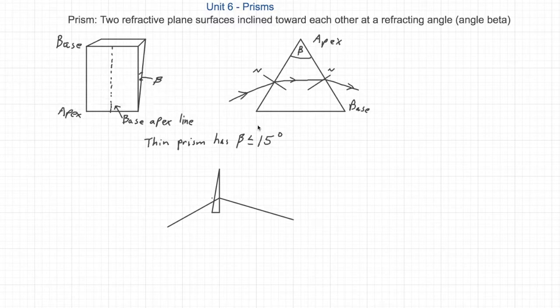Now, if the prism had not been there, that incident light ray would have continued along the dashed line. So that angle between where the ray would have gone without the prism and where the ray was refracted with the prism, that angle is called epsilon. Oh no, another Greek letter. So epsilon is defined as the deviation of a thin prism.